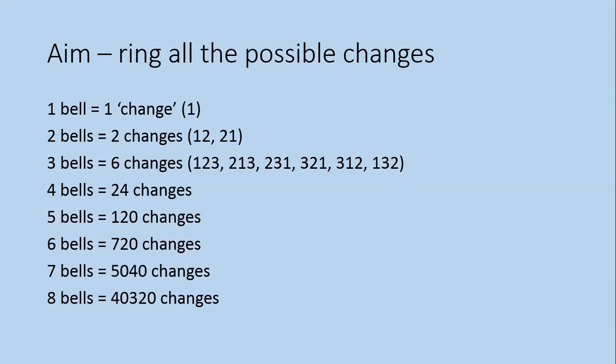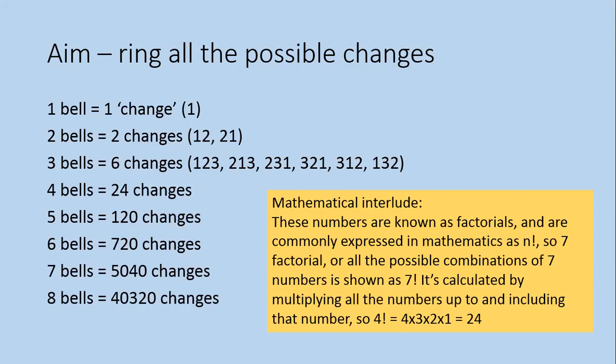I'm actually not that good at maths, but I've tried to find out a few different things for the purposes of this talk. The first interesting mathematical thing is that these numbers are what are called factorials. They're usually expressed with an exclamation mark, and it's basically calculated by multiplying all the numbers up to and including that number. So 4 factorial is 4 times 3 times 2 times 1, and that gives you 24 changes. They're used in all sorts of interesting mathematical applications, I understand. The only one I'm really interested in is the bell ringing one.